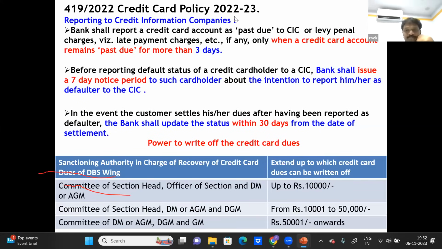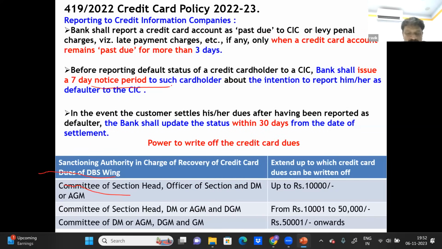Okay. Now, before reporting default status of a credit card, so many defaults will be there from customers. So you want to inform CIC that he is a defaulter after 3 days. Remember, bank shall issue 7 days notice to such card holder about the intention to report him as a defaulter. Before informing CIC as a defaulter, 7 days notice you have to give. Then only you can report to CIC that he is a defaulter.